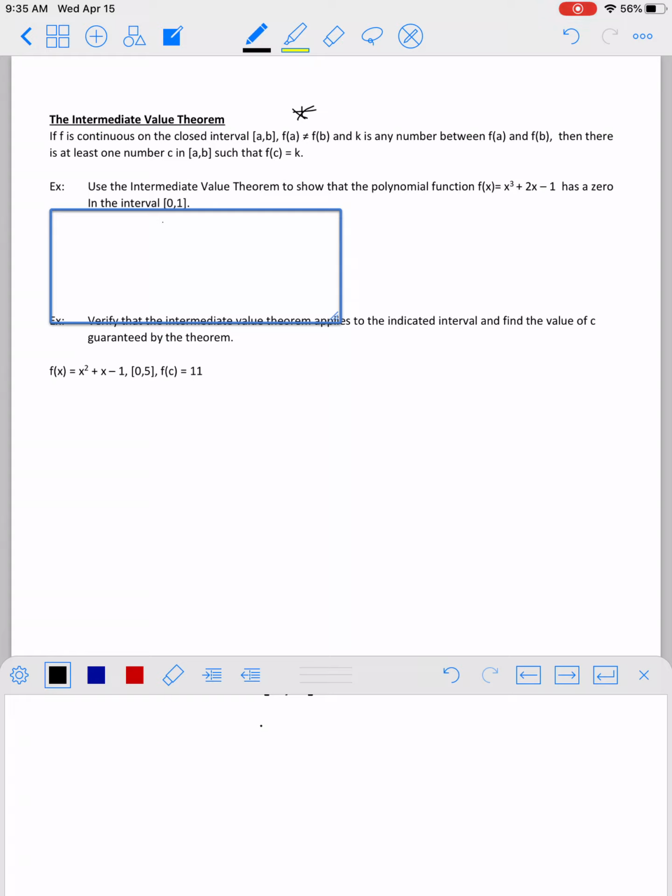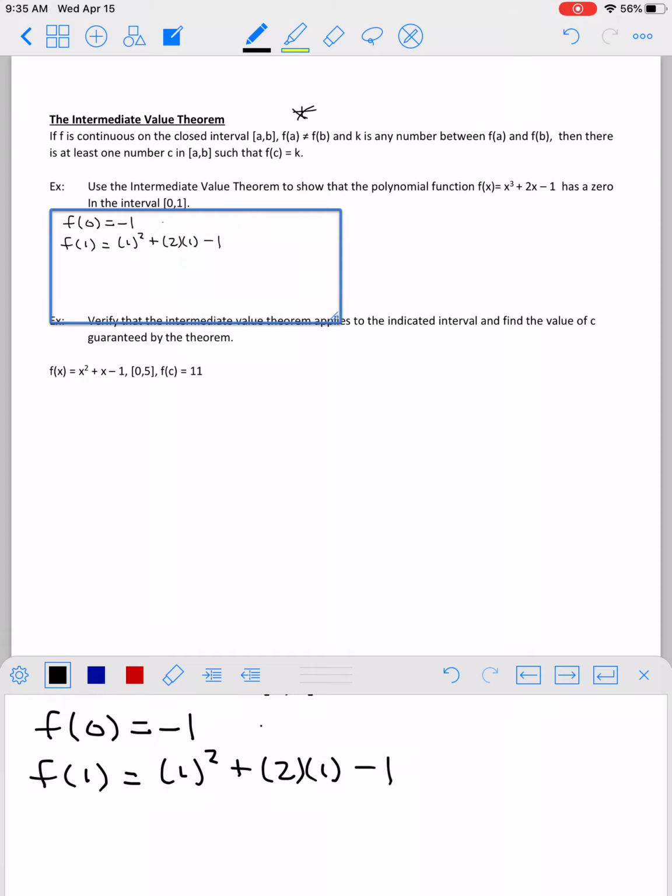So the first thing you're going to do is find the y coordinates of the endpoints. So that means I have to find f of 0, and if I plug that into x squared plus 2x minus 1, I get -1. Then I'm going to find f of 1, which is 1 squared plus 2 times 1 minus 1. And then when I add that together, I get a 2.